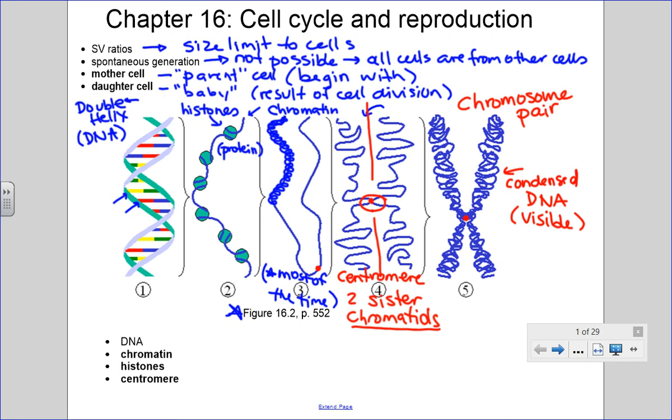So these are the different levels of structure of your DNA, and throughout this chapter we're going to refer to all of these words as we talk about how a cell reproduces itself. Does anyone have any questions that they want to ask about any of these vocabulary words here?